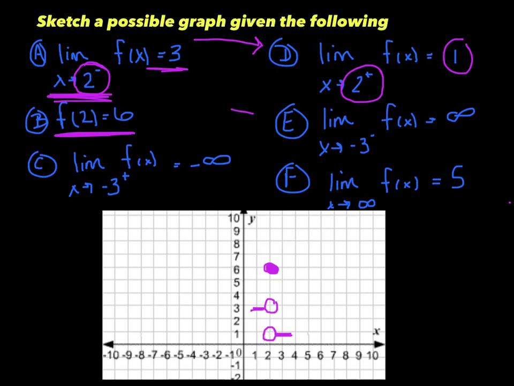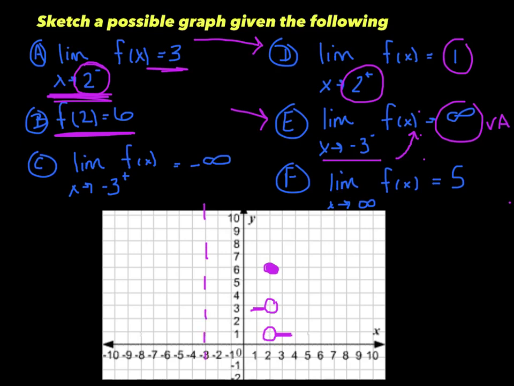Alright, I'm going to go to E next. Sorry, I kind of did these in a goofy order. The limit as x approaches negative 3 from the left side of f of x is going towards positive infinity. So think about this. In order for your graph to go up towards infinity, what has to be here? Hopefully you're saying a vertical asymptote. If your answer is going to infinity, you have to have a vertical asymptote. So I'm going to find my x-axis at negative 3 and put in my vertical asymptote.